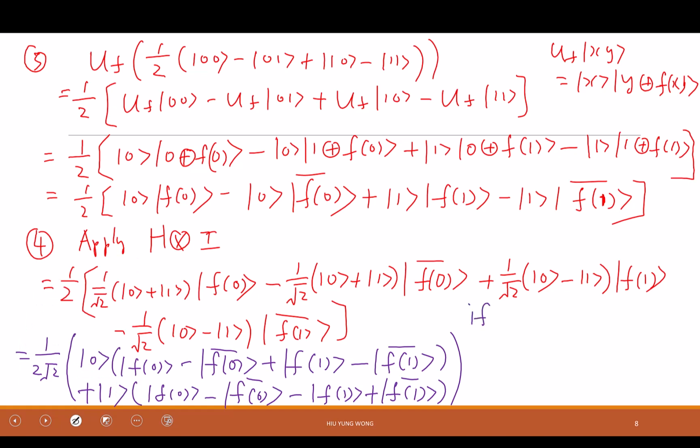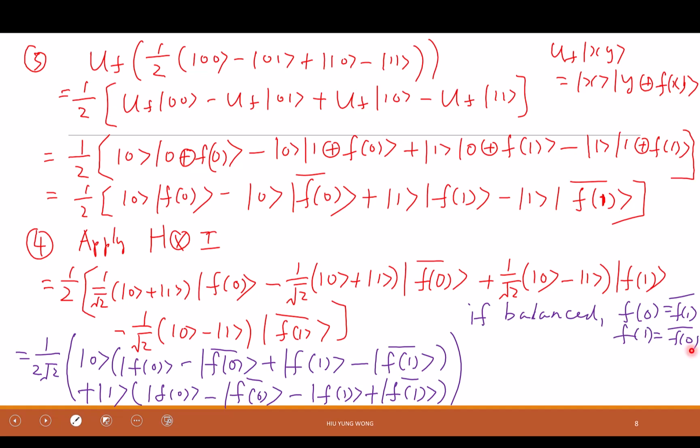If it's a balanced function, what does it mean? It means f0 equals not f1. Because f0 is not equal to f1, then it must equal the negation of f1. Am I right? When it is balanced, when f0 is 1, f1 is 0. Then not 0 is 1, right? So similarly, I have f1 equals not f0.